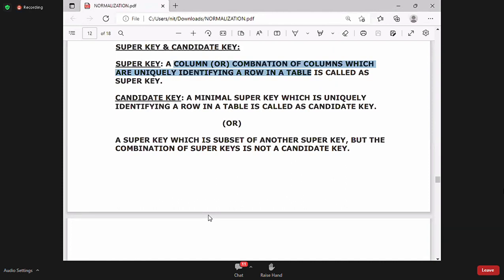Definition, understand now? What is the definition? A column or a combination of columns uniquely identifying each and every row in a table is called a super key. Okay, now? So this is the definition. Example, you can see.